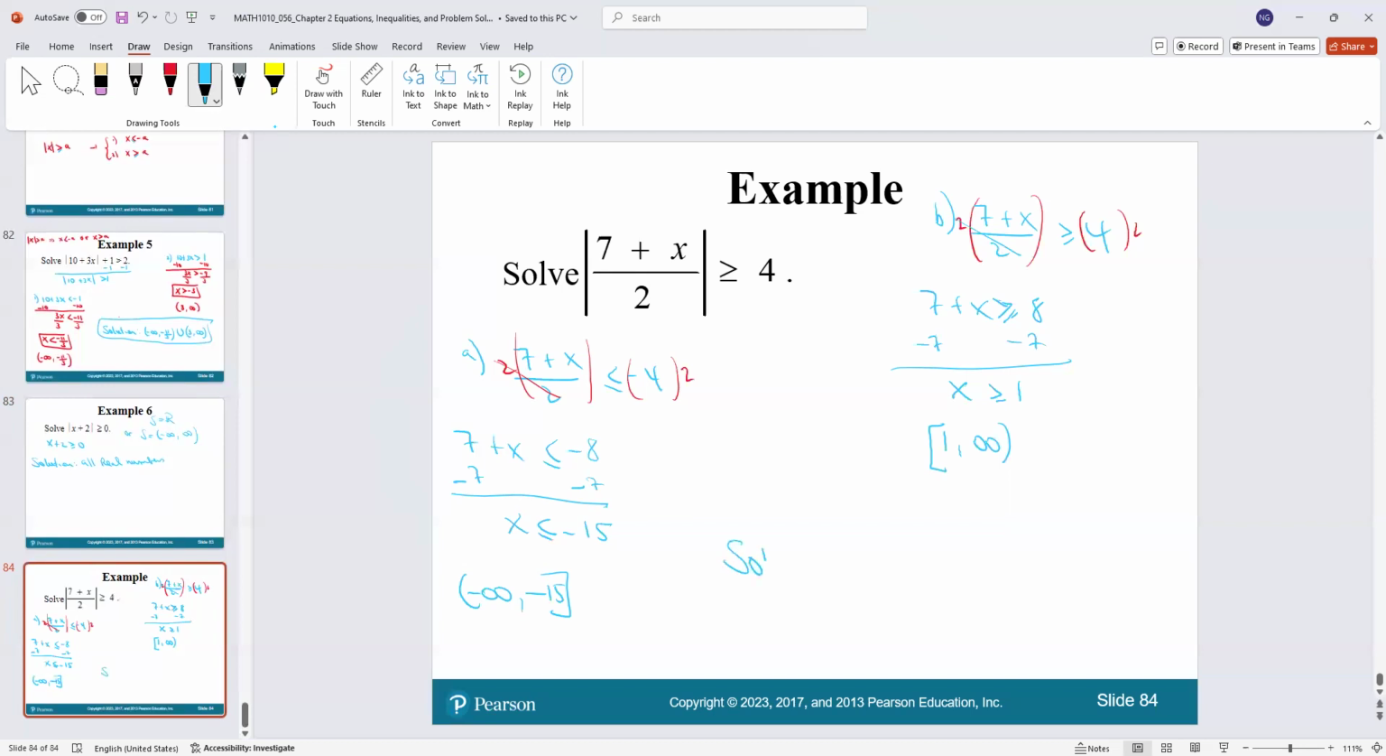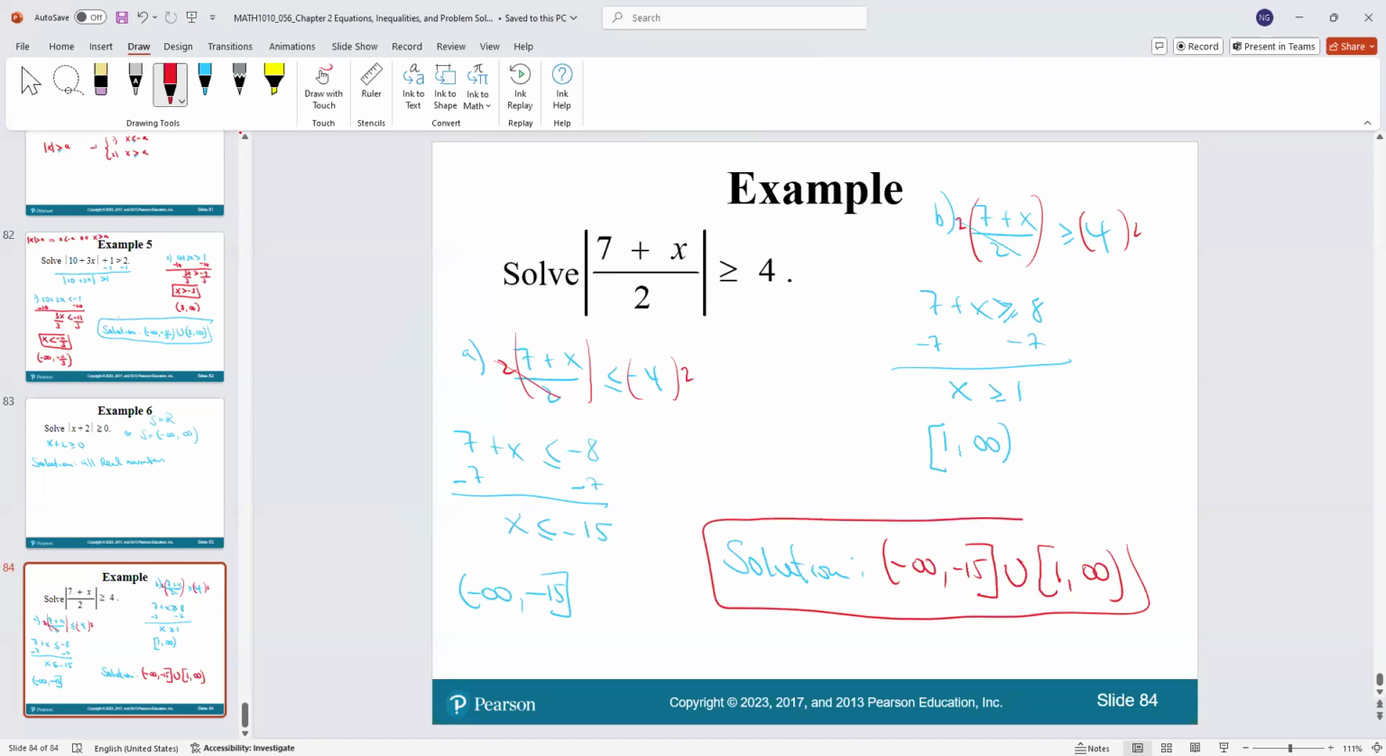So the solution set would be a union of sets. That means it's negative infinity to negative 15 with a bracket, union, bracket 1 to infinity. I definitely believe all of this exercise will help you to complete every homework you may have.